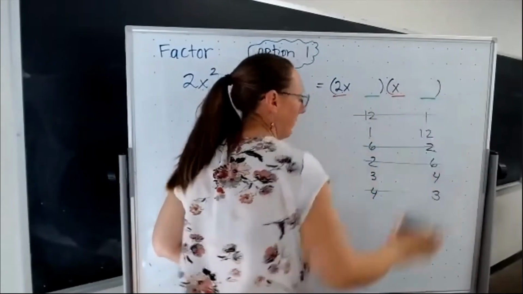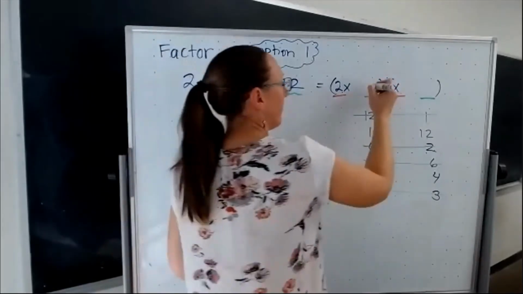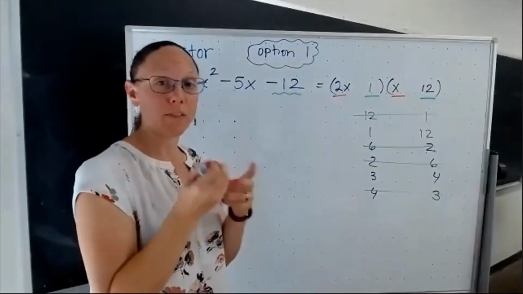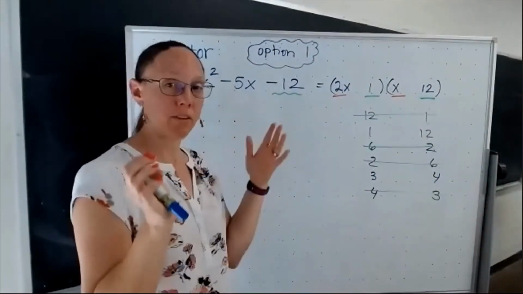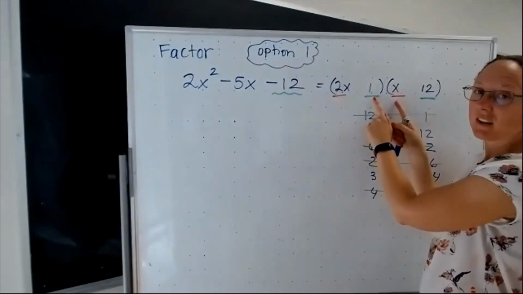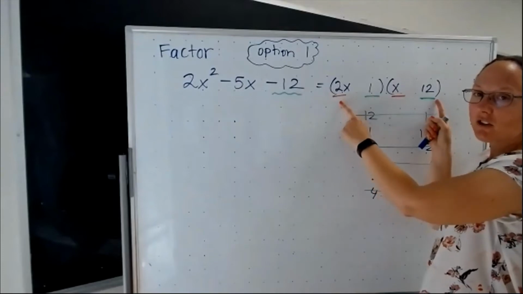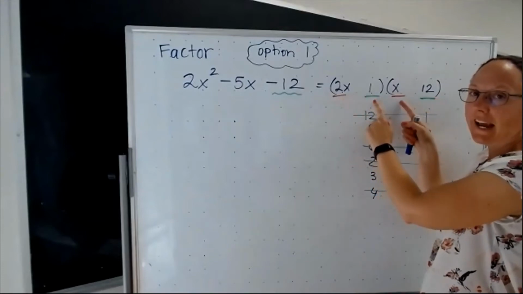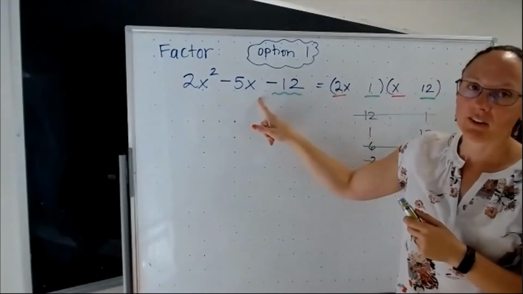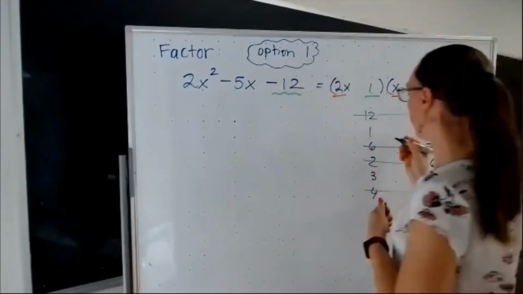So I'm going to pop them in and see what we can do. If I use 1 and 12, and then I think about what those middle terms are when we distribute everything, that's going to give me an x and a 24x. Well, there's no addition or subtraction problem that can take an x and a 24x and give me a -5. So this option doesn't work either.